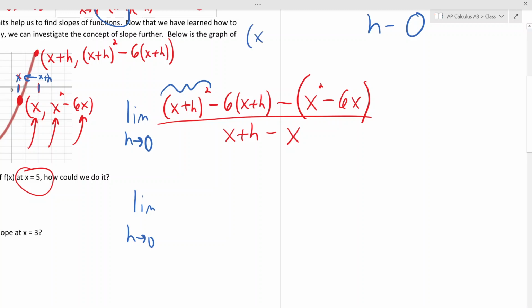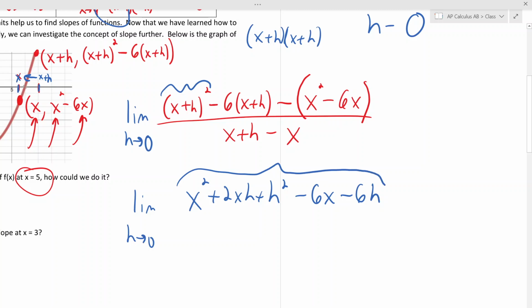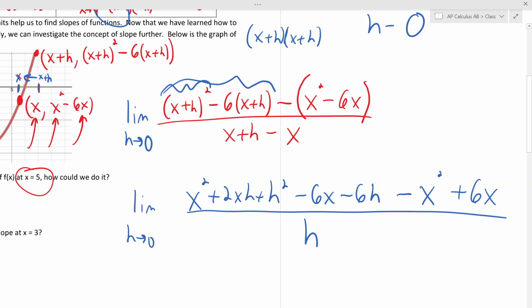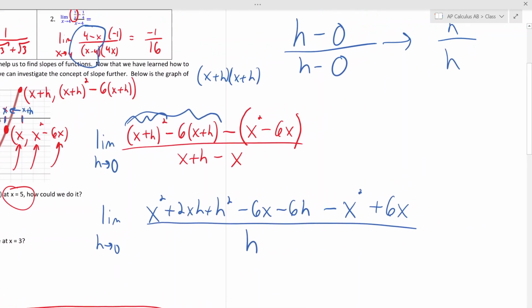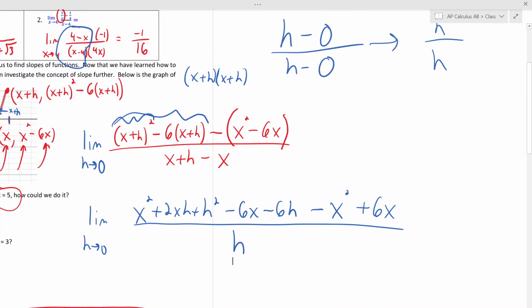That means you need to FOIL it like this. It's this. Y'all can FOIL, that's what that is. Minus 6x minus 6h. Do y'all know what this is here? What is this? You see it? That's that. Minus x squared plus 6x over h. Again, to be super duper repetitive, the h is going to cancel out. You see there's an h on the bottom already. That means we have to be able to factor an h out of the top.